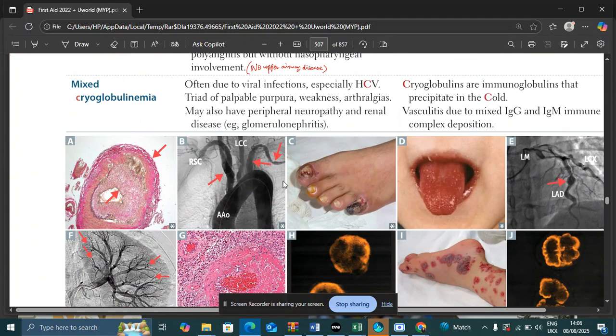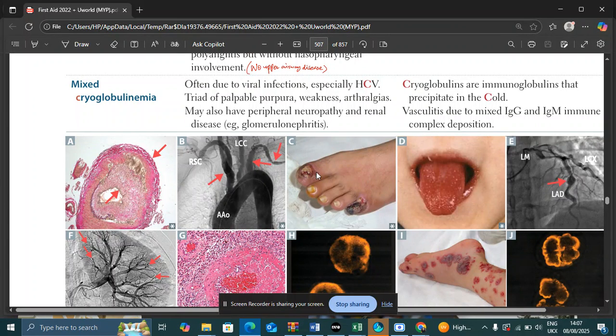So the B image is for the aortic arch and the great vessels. Okay, this B is Takayasu. A is focal granulomatous thickening, which is seen in giant cell arteritis. B is the aortic arch and the branches. This is usually what you see in Takayasu arteritis.